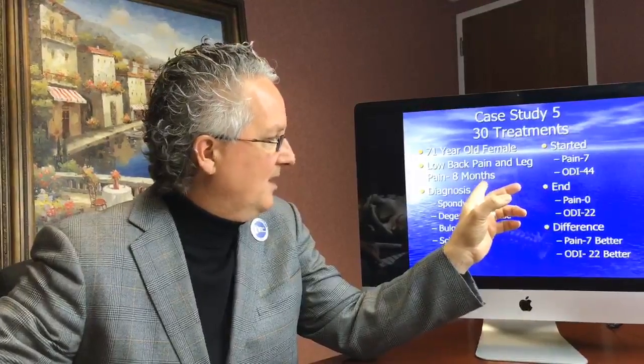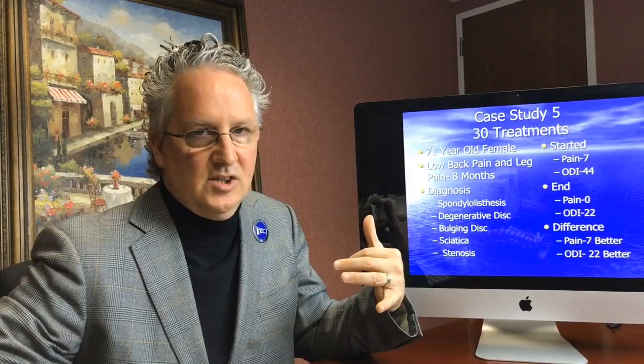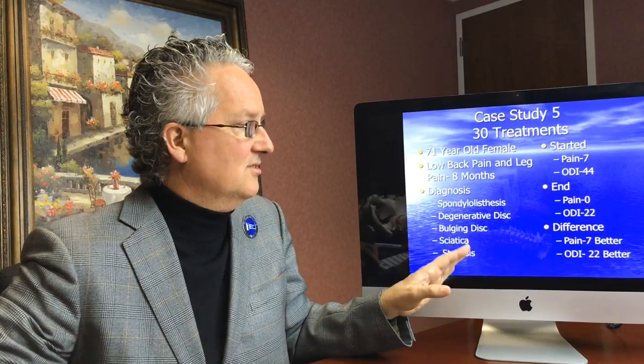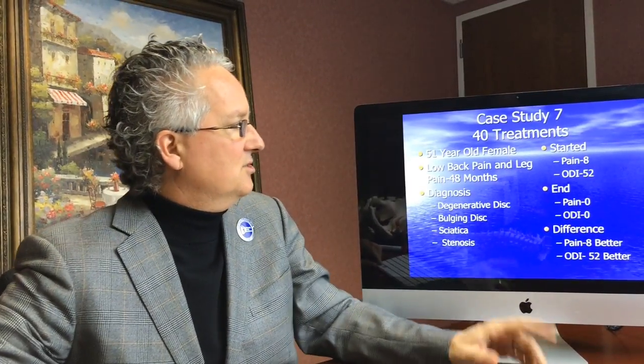Next case, 30 treatments, case study number 5. A 71-year-old female who had back pain and sciatica for 8 months. Every one of these patients in these case studies had treatment somewhere else before they saw us, so we know they failed other therapies, and the outcomes for those therapies were very bad for these conditions. She came in to see us with pain 7, Oswestry 44, and went to a 0 pain and a 22 Oswestry. So what does that mean? Pain was 7 better, Oswestry is 22 points better. This is how we compare outcomes. These are the numbers. Sometimes it's just pain, sometimes it's Oswestry, sometimes it's both. For tomorrow we'll talk about what they scored on the surgical candidates.